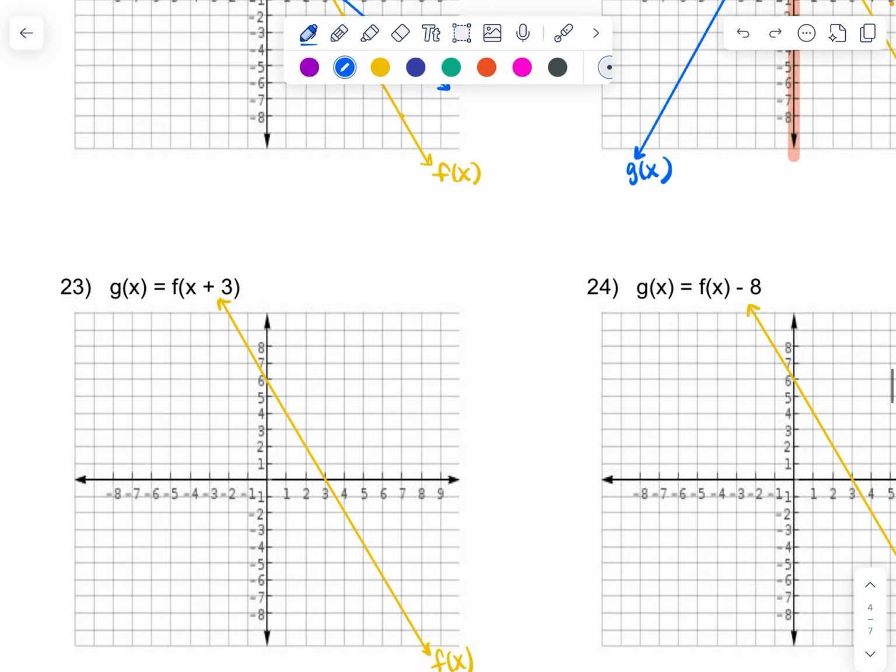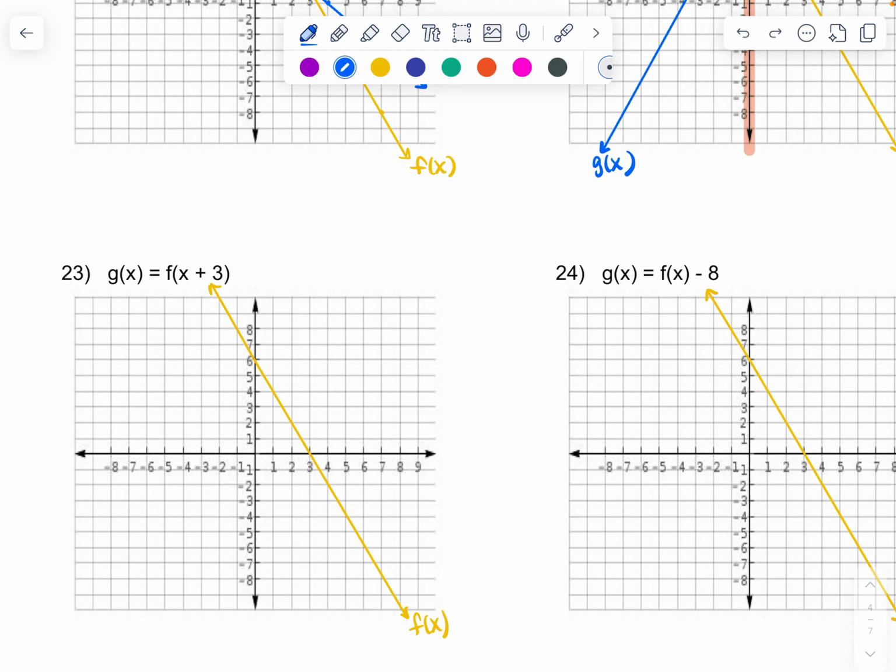All right, let's go to this one. f of x plus 3. Well, that plus 3 is trapped inside with the x, which means it's affecting the horizontal movement. And remember, we talked about this a second ago. It's always the opposite. So this is a shift left 3.